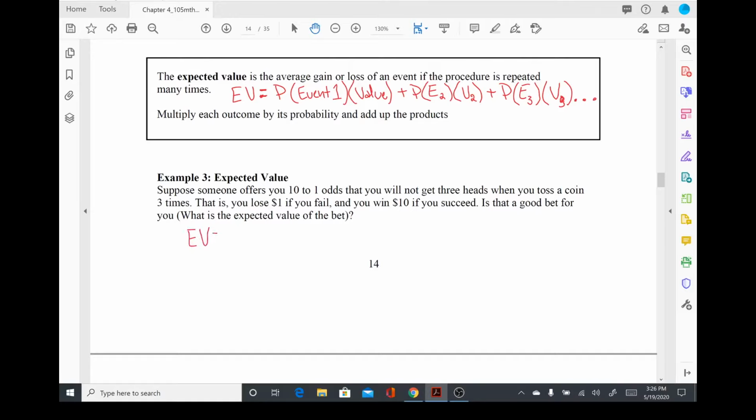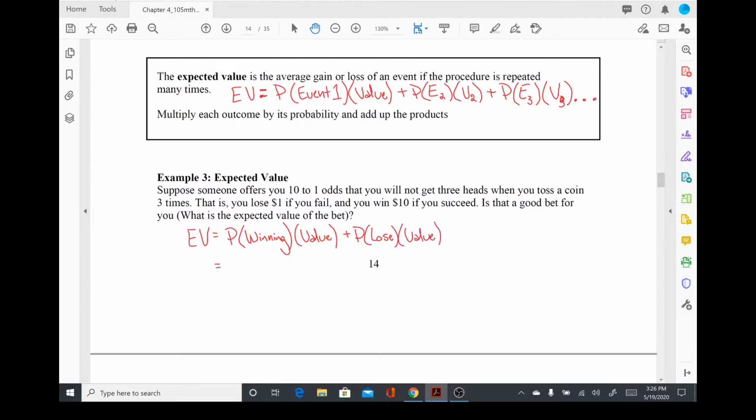So the expected value of the bet would be the probability of, I'm going to say the first event is the probability of winning, and the value of winning. So how much are you going to win if you won? Plus the probability of losing and the value of losing.